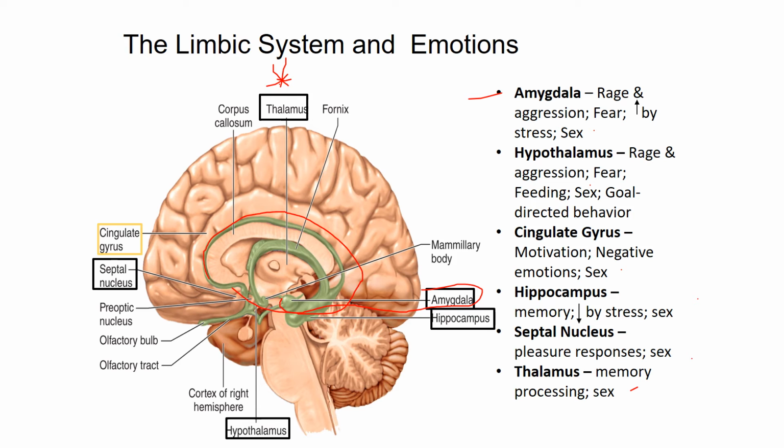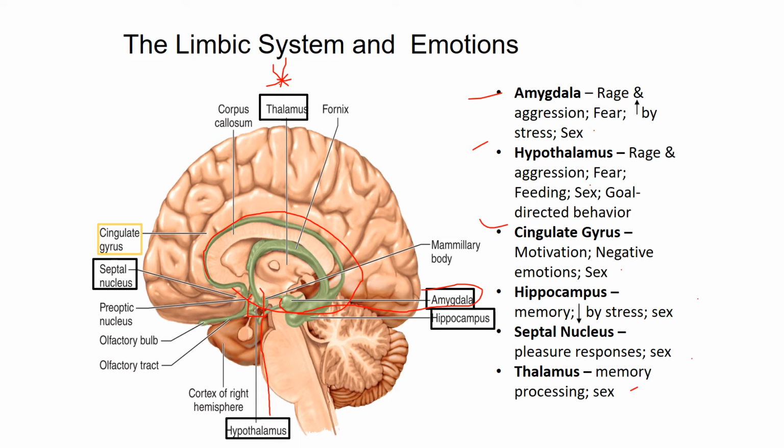The next one, the hypothalamus. This is important as well for rage and aggression, and is involved in fear, feeding, sex, and goal directed behavior. And also we'll have hunger and satiety, which is the feeling of fullness.